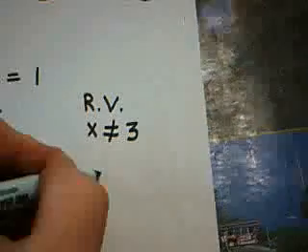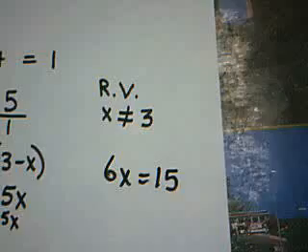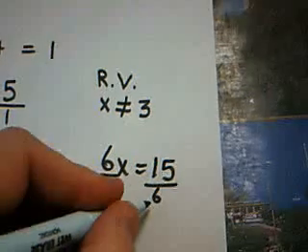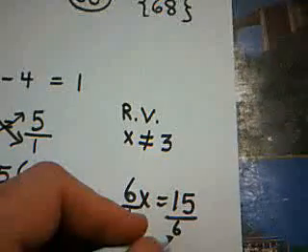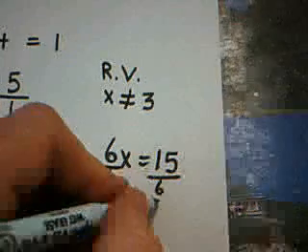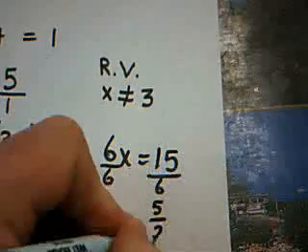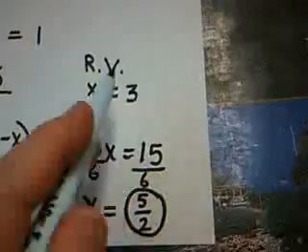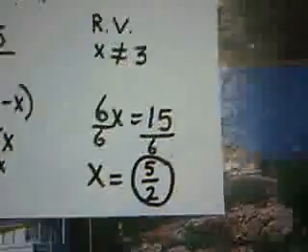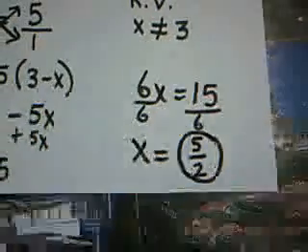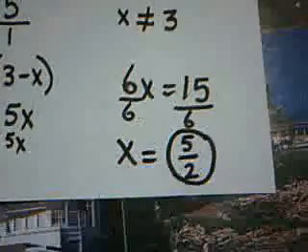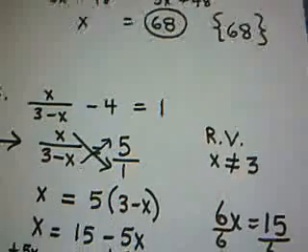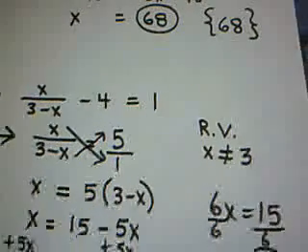Come over here with me. 6x equals 15. Of course, we divide by 6. X is equal to 15 divided by 6. And I believe both of those are divisible by 3, so we end up with the answer 5 halves. And the reason that answer is acceptable, we don't have to throw it out, is our restricted value here is the number 3. 5 halves is acceptable because that's not our restricted value. So remember, whenever you're solving equations that have variables in the denominator, your first step is to deal with the RVs, restricted values. Thank you.